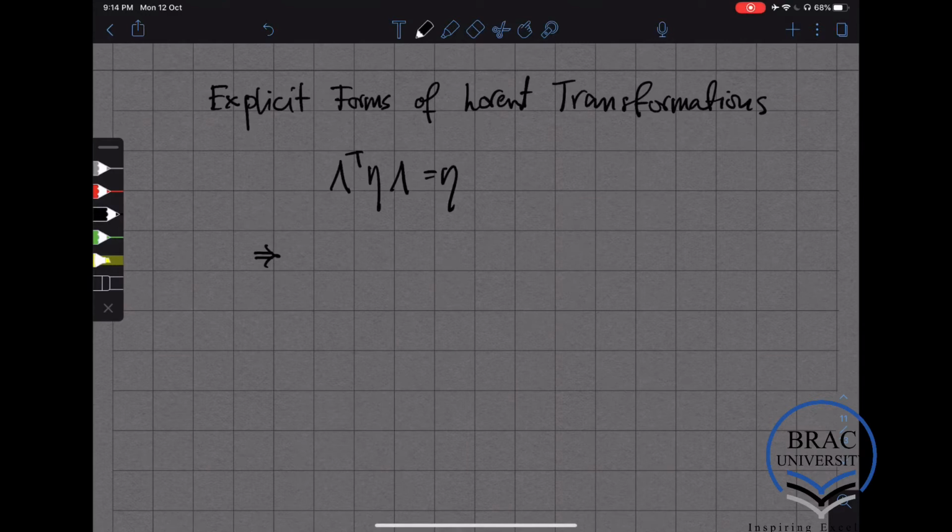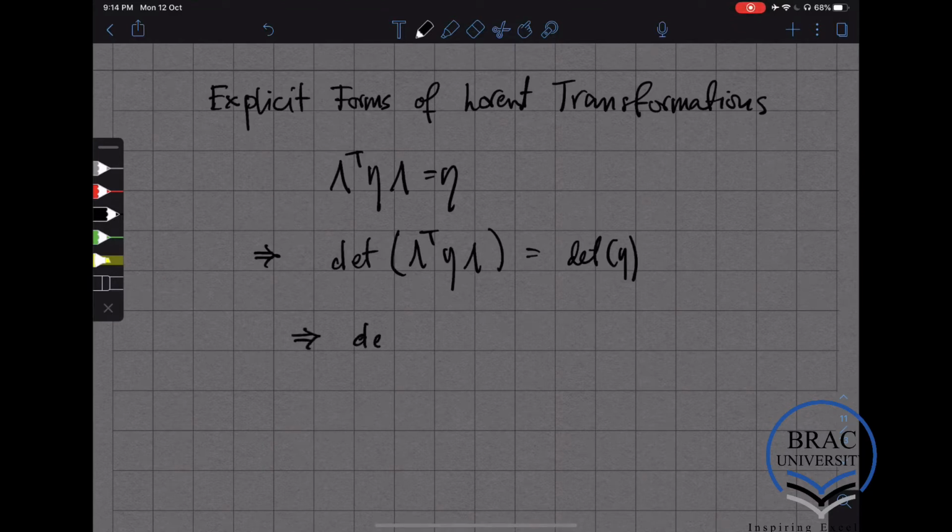If I take the determinant of this equation, what do we get? I get the determinant of lambda transpose eta lambda is equal to the determinant of eta. We know that the determinant of a product of matrices is equal to the product of the determinants. So the left-hand side can be written as the determinant of lambda transpose times the determinant of lambda times the determinant of eta, and on the right-hand side, we have the determinant of eta. So these cancel out.